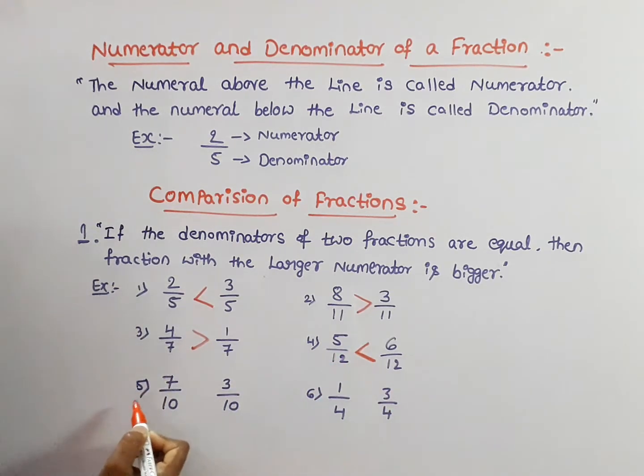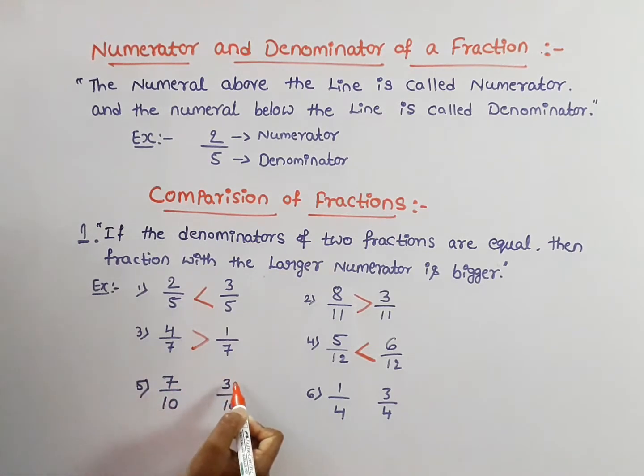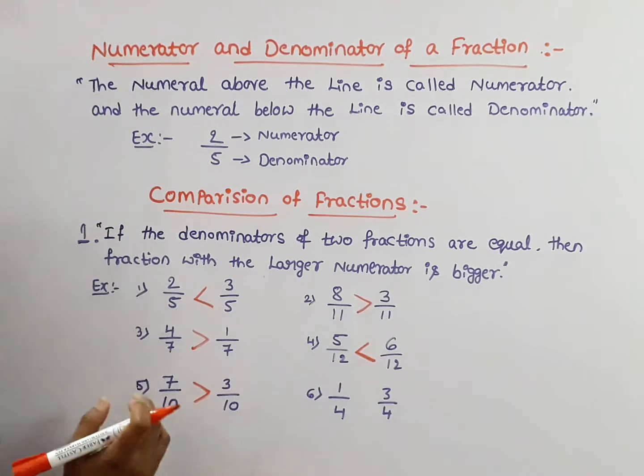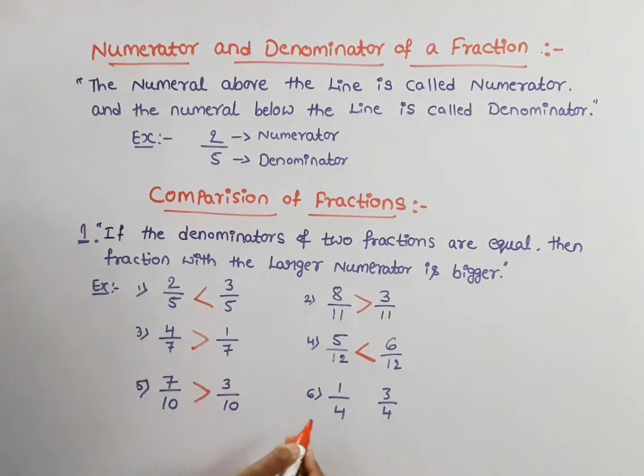Next, fifth example. Compare 7 by 10 and 3 by 10. Here denominators are equal. Here also 10, here also 10. So 7 is bigger than 3. So 7 by 10 is a bigger fraction. The last example, compare 1 by 4 and 3 by 4. In the first fraction the denominator is 4, in the second fraction also the denominator is 4. Then compare 1 and 3. Which one is bigger? 3 is bigger than 1. So 3 by 4 is a bigger fraction.